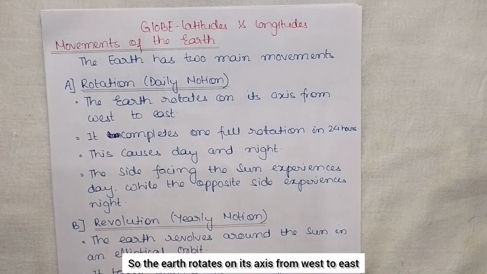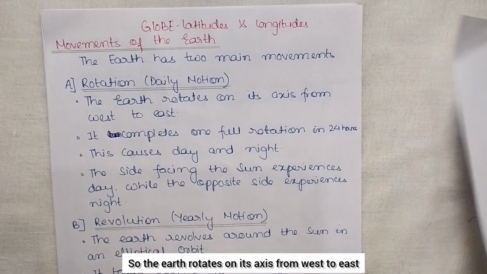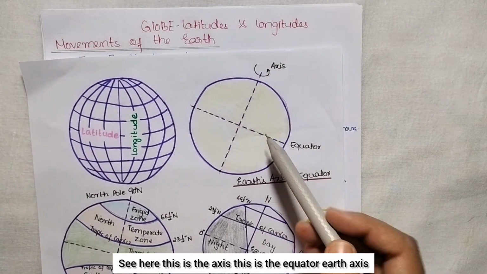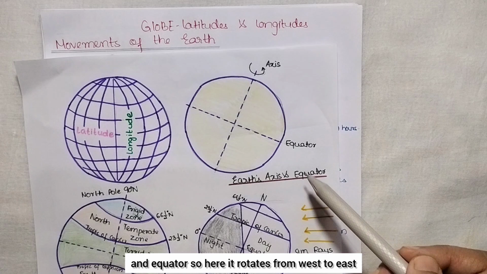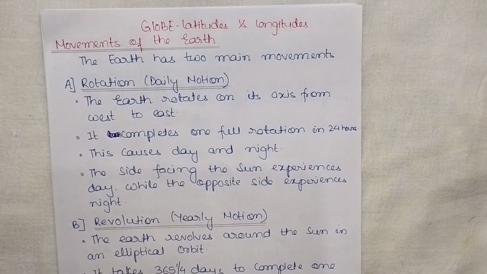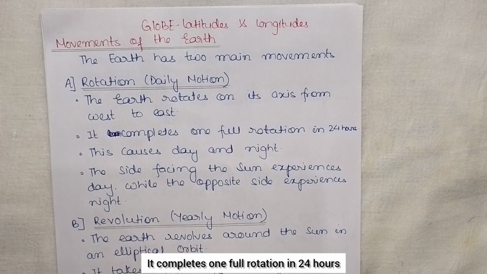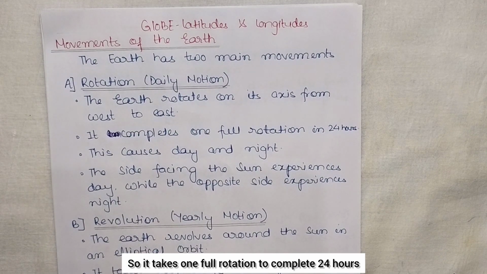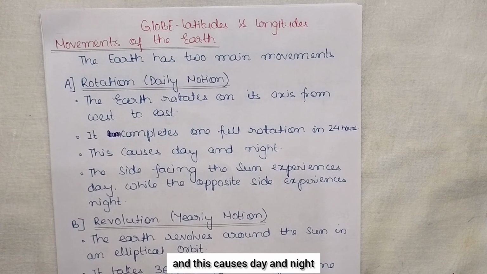So the earth rotates on its axis from west to east. See here, this is the axis, this is the equator, earth axis and equator. So here it rotates from west to east. It completes one full rotation in 24 hours. So it takes 24 hours to complete one full rotation, and this causes day and night.